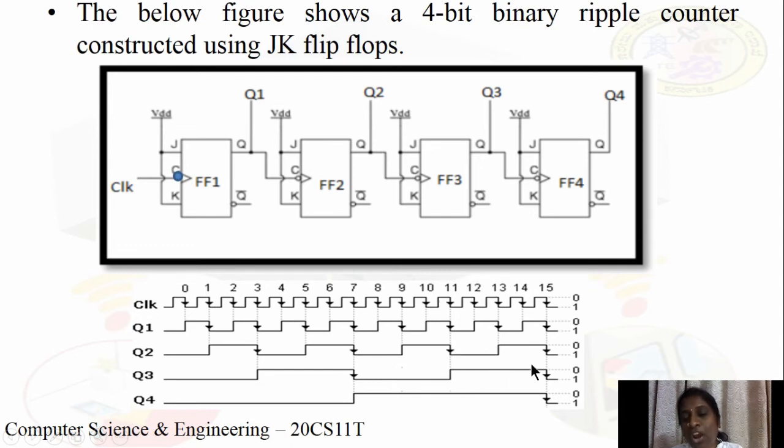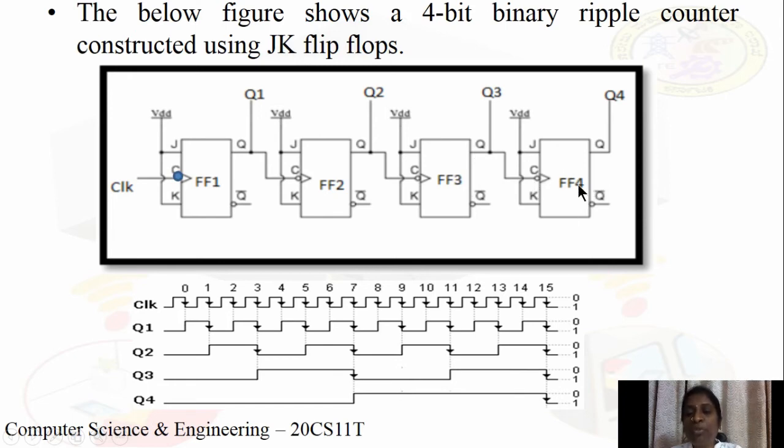In the 15th stage also, when it reaches the last falling edge, the negative edge, it changes its state from 1 to 0. This is the output of Q3, the flip-flop 3.